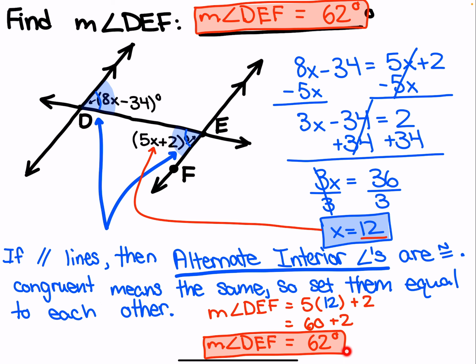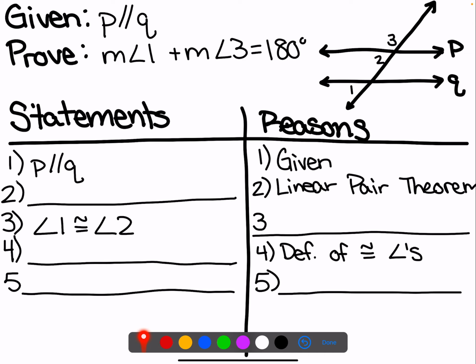All right, next up, we're going to have a proof. Go ahead and fill in the missing statements and the missing reasons. Okay, let's go ahead and start working through this together. Given that P is parallel to Q, we want to prove that the measure of angle 1 plus the measure of angle 3 equals 180 degrees. So first off, my first statement is that P is parallel to Q. That is given. The second statement is blank, but they tell me the reason is the linear pair theorem.